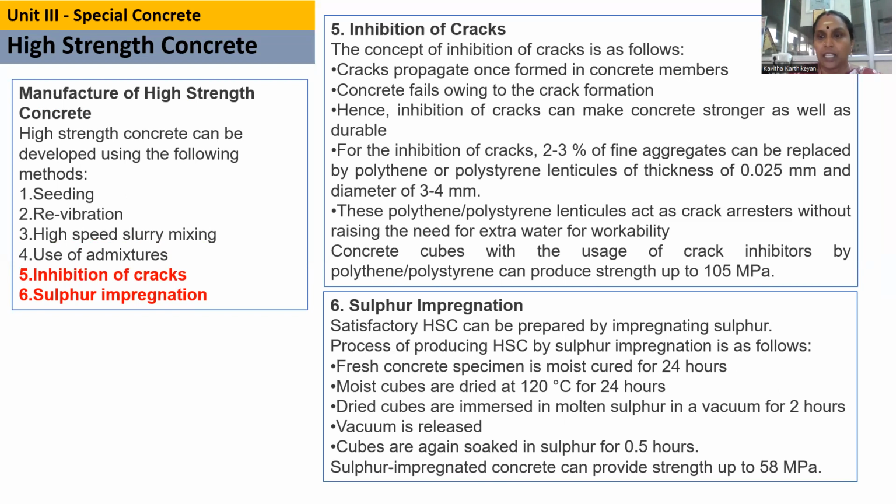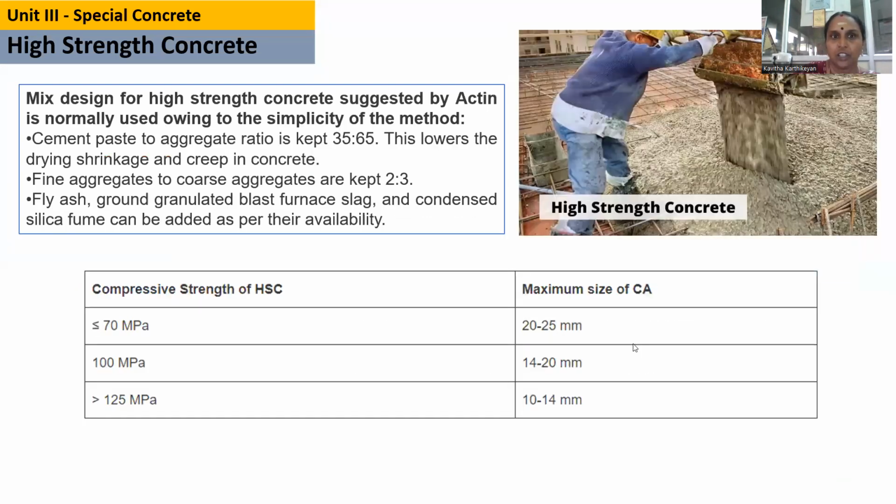Next method, the last method we have, is sulfur impregnation. This we have already learned in sulfur impregnated concrete, where the concrete is manufactured, immersed in molten sulfur, then vacuum cured and then used. This kind of concrete made with sulfur impregnation will have a strength up to 58 megapascal. So this is another method. These are the manufacturing methods which are available for high strength concrete.